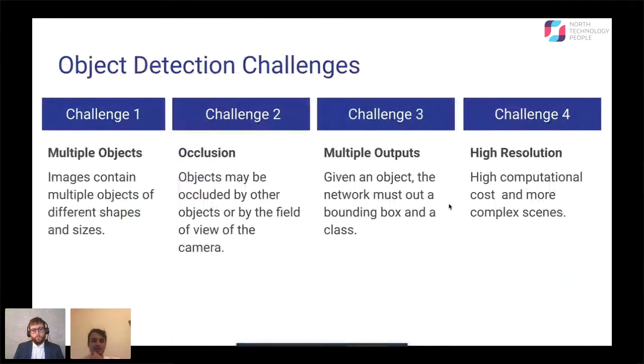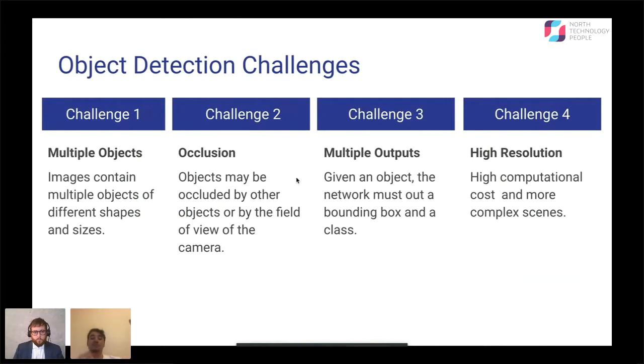So to get into some challenges in object detection, one of the main challenges is that we're looking to predict multiple objects per image. So it could be a variable amount of objects in each image. And these objects could have different shapes, sizes, and classes. The second challenge is occlusion. So objects may be occluded by other objects or by the field of view of the camera.